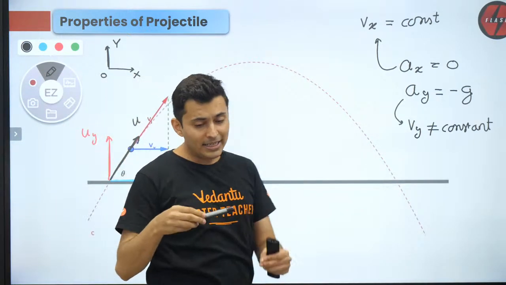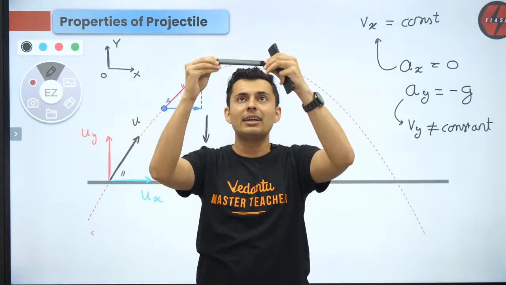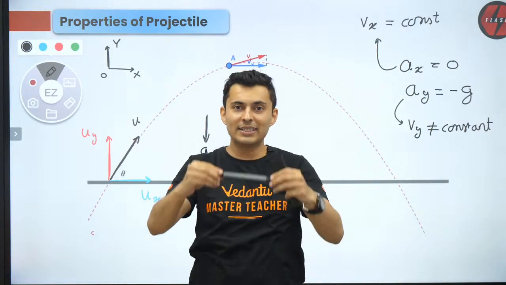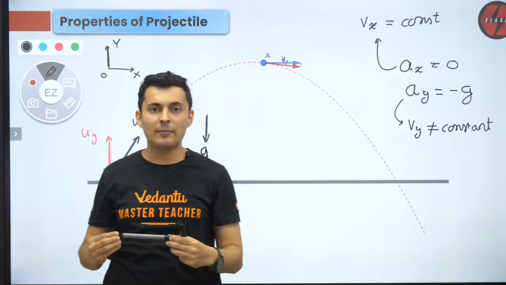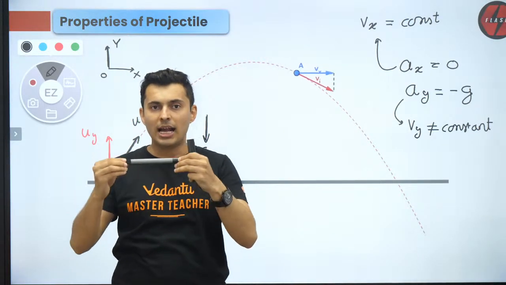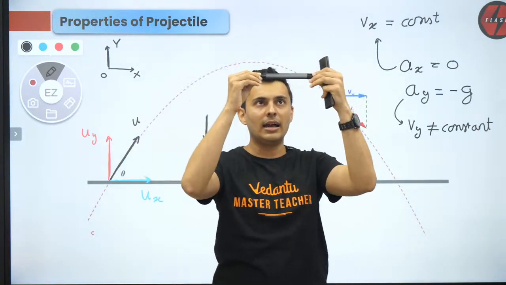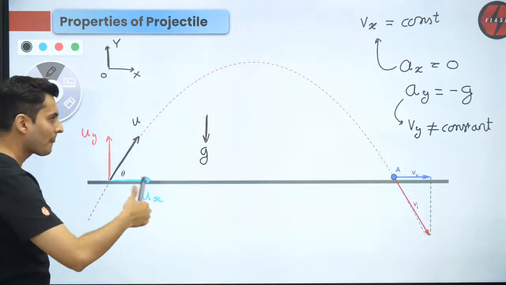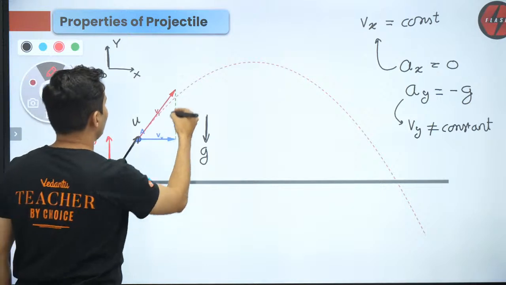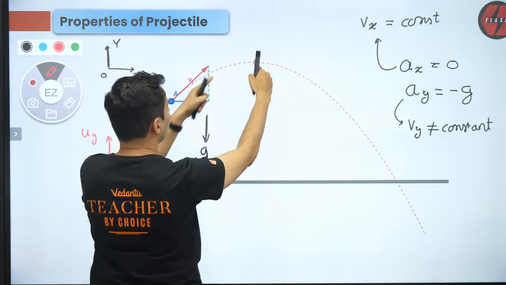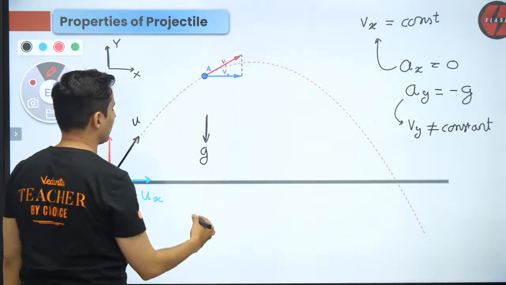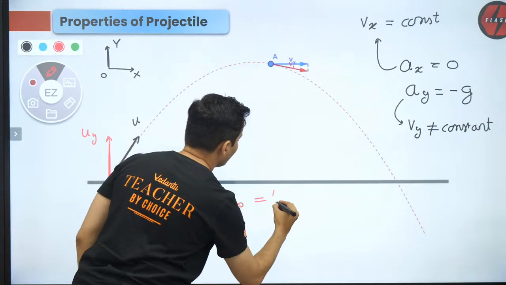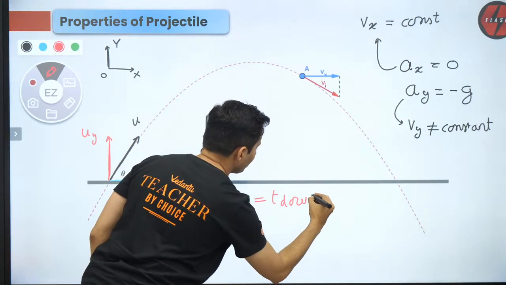In 1D projectile motion, didn't we see that the time taken to go up and time taken to come down is the same? So imagine if I slowly move and I take this pen going up and then I make this pen come down. Time taken to go up and time taken to come down will be the same. So hence, understand the time taken to go from here to here and from here to here will be the same. So one of the important properties: time taken to go up is equal to time taken to go down.